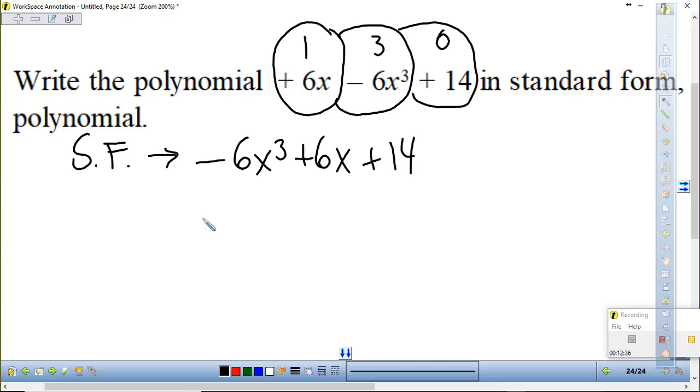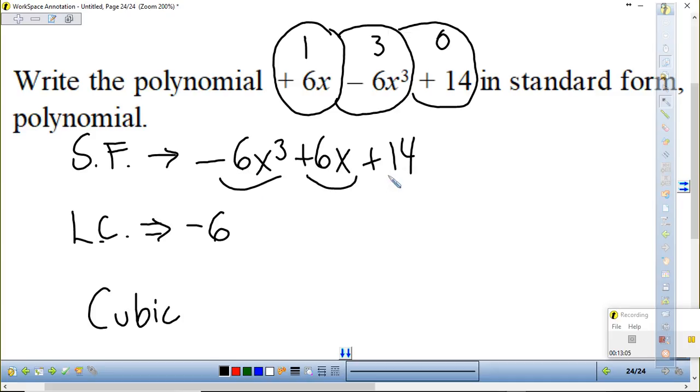Hands up if you got that so far. Okay, good. Leading coefficient is the number of the first term that's multiplying the variable. Therefore, that is negative 6. So far, so good? Now, let's find out the name. We start with a degree. What's the highest degree, everyone? 3. So this is a cubic. Let's see how many terms. 1, 2, 3 terms. So this is a trinomial. Do we need another one of these? No. Let's move on to number 10.